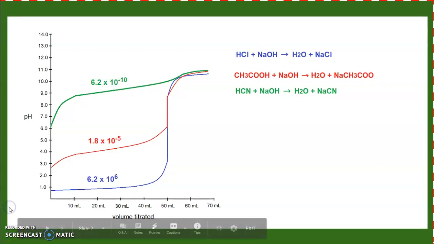So we see with the Kas, the strength of these acids, again, hydrochloric acid, a really strong acid, has a Ka of 6.2 times 10 to the 6th. As the Ka decreases, you have a higher and higher starting point for your curves, and a higher and higher pH where they get neutralized, and it becomes flatter and flatter. So these are each monoprotic acids, but let's take a look at what a diprotic would look like.